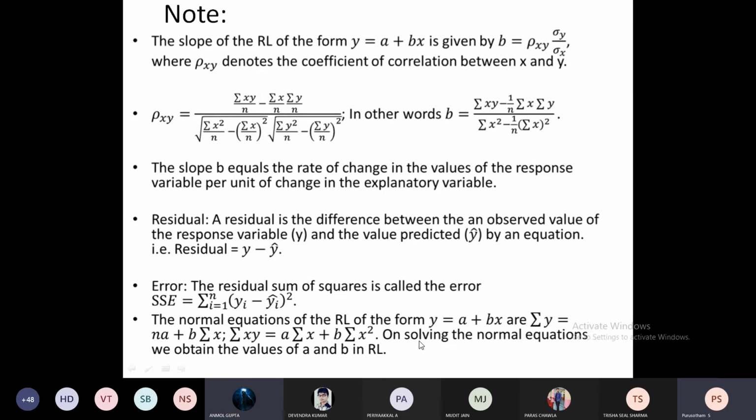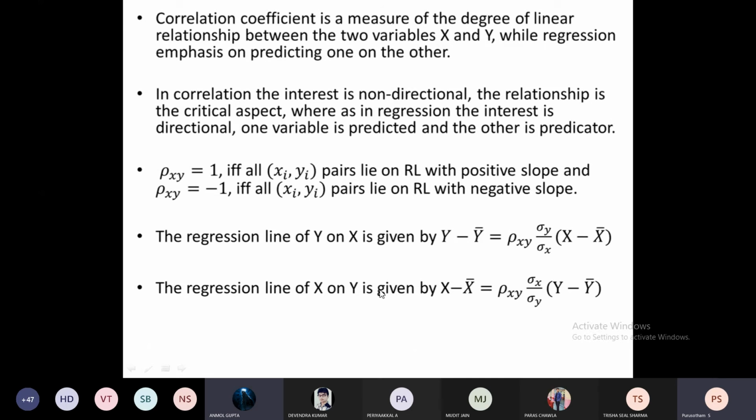Sometimes you may treat x as dependent, then you can use the regression line of x on y, which is x minus x bar is equal to rho xy into sigma x divided by sigma y, whole into y minus y bar.